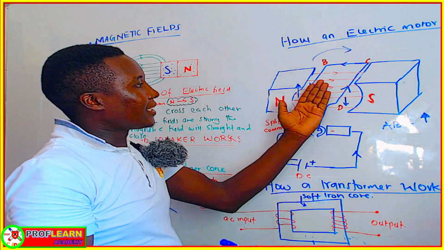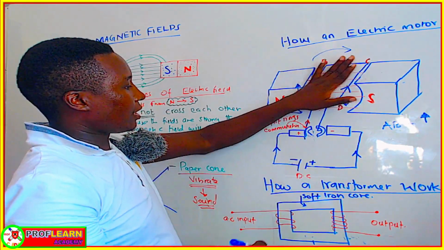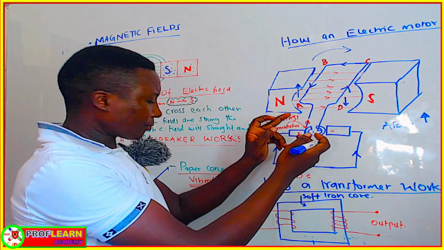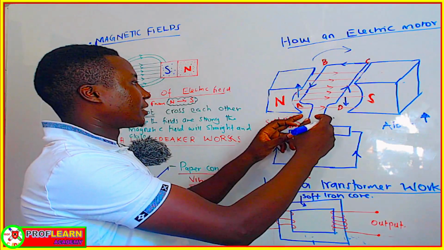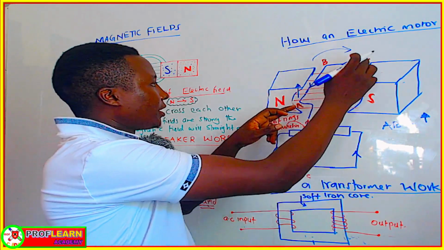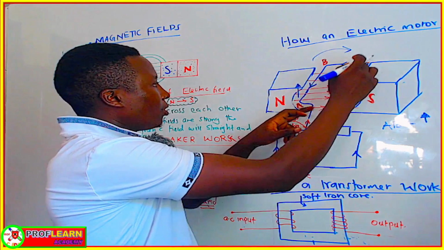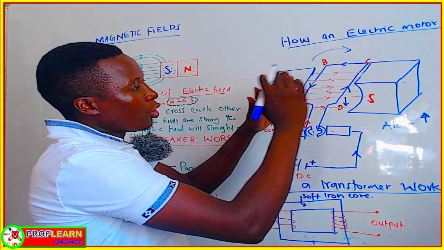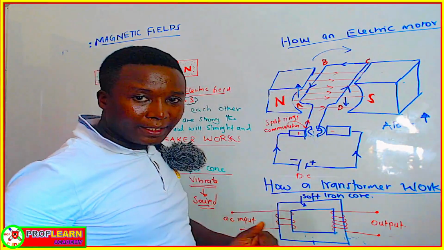So the moment it has rotated and reached the other end, these commutators are going to reverse the current. And once the current is reversed, AB will now be on this side, and CD will be on the other side. So this is going to continue rotating in the same direction.